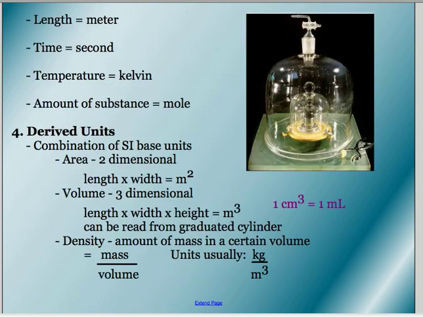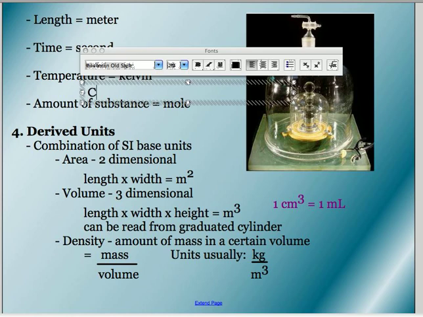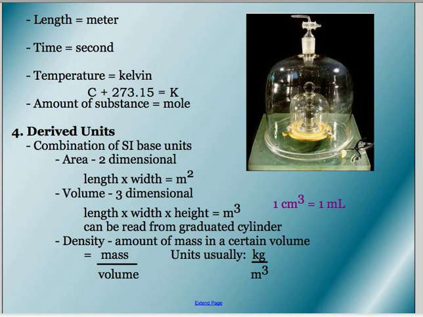We know length is our meter, time is seconds, temperature is Kelvin. If you need to get to Kelvin, what you do is you take your Celsius plus 273.15, and that will give you your Kelvin temperature. Kelvin is called our absolute temperature because there is an actual lowest temperature that can exist, and it's called 0 Kelvin. At that point, all matter stops moving, which is impossible. So there is an absolute scale of temperature.